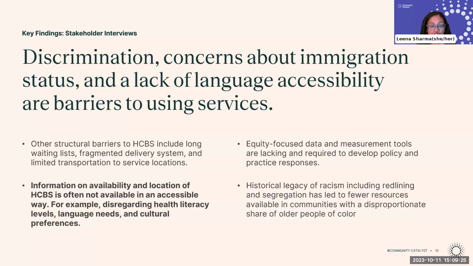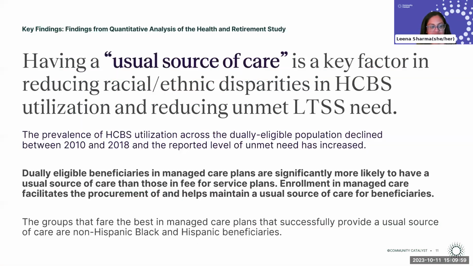And a few of them being discrimination, concerns about immigration status, and a lack of language accessibility are barriers to using these services. Some of the other structural barriers include long waiting lists, fragmented delivery system, and limited transportation to service locations. And the historical legacy of racism, including redlining and segregation, has led to fewer resources being available in communities where there's a disproportionate share of older people of color. Next slide, please.